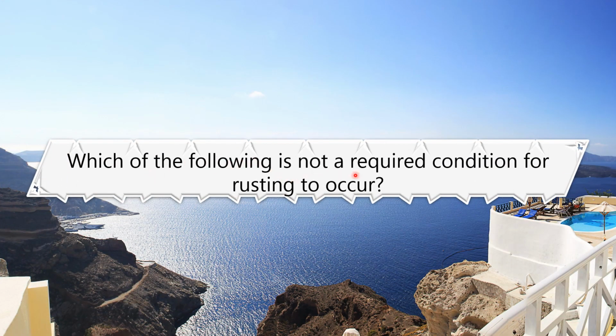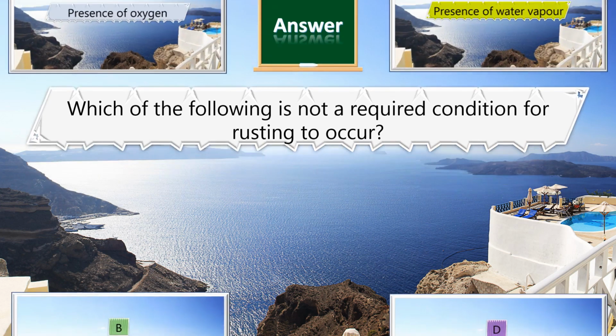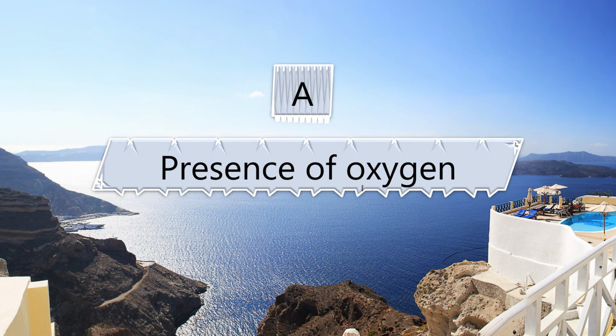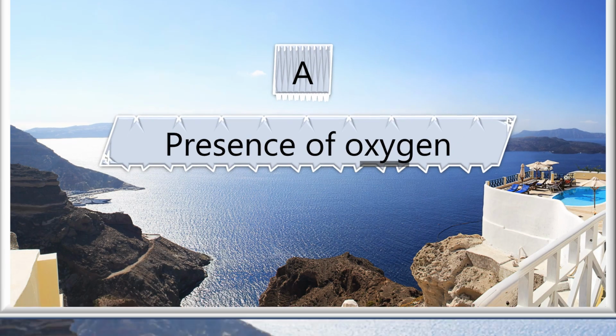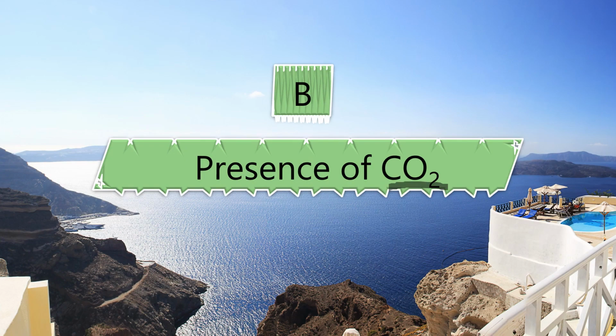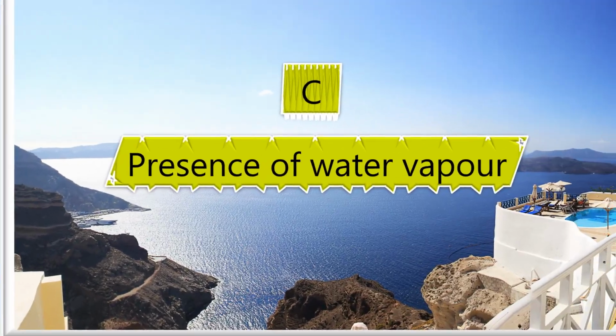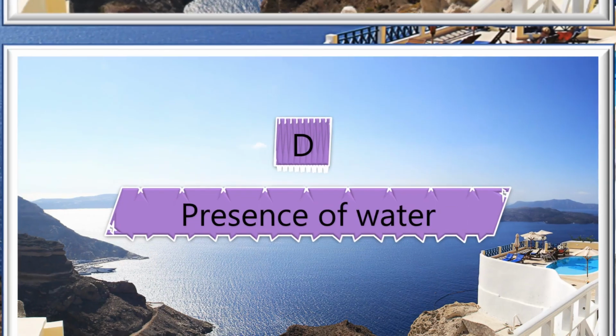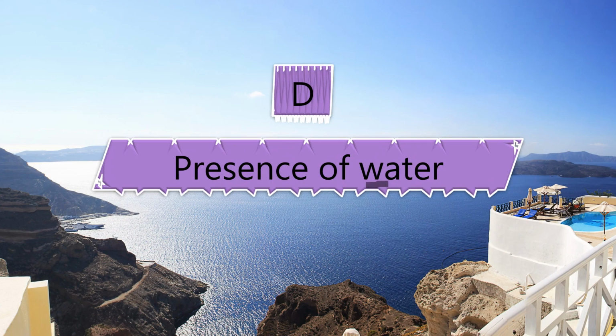Which of the following is not a required condition for rusting to occur? Presence of oxygen, presence of carbon dioxide, presence of water vapor, presence of water.